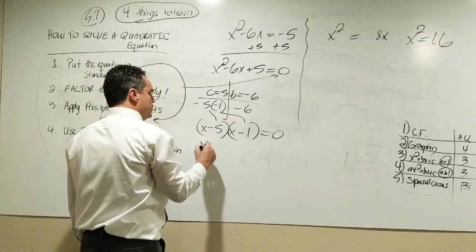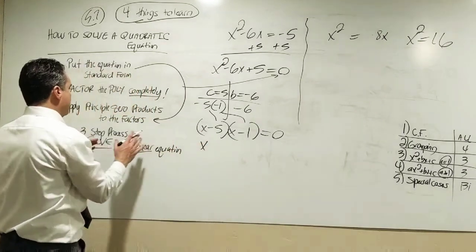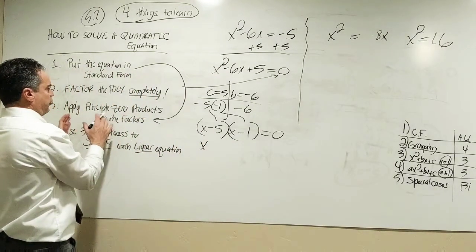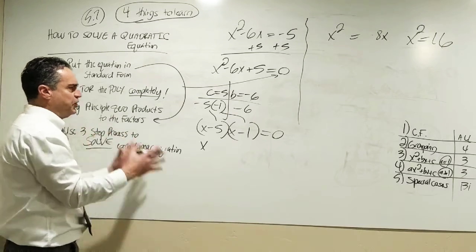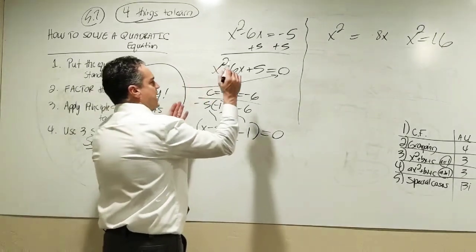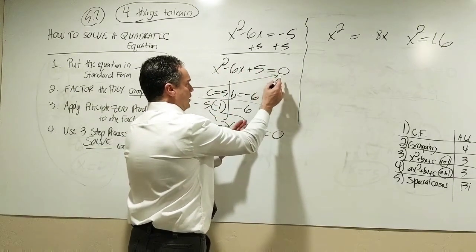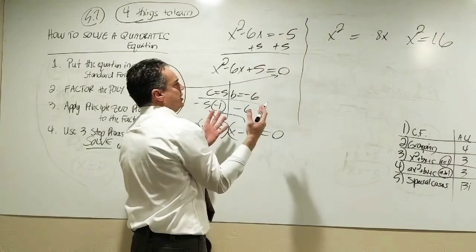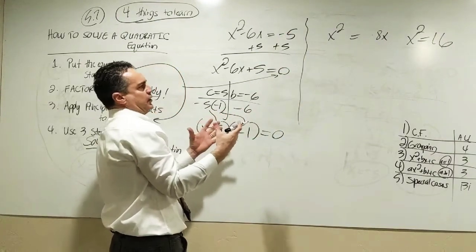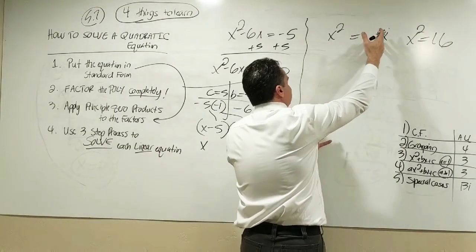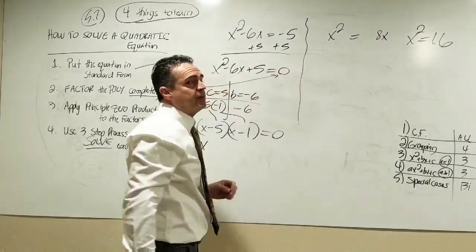So you have, check this out, our next step. We factored everything, and we need to apply the principle of zero products. This is the beauty here. We put it in standard form so it would be equal to 0. If it's equal to negative 5, there's no such thing as the principle of negative 5 products. There's no such thing as the principle of 8 products. But there is a principle of zero products.